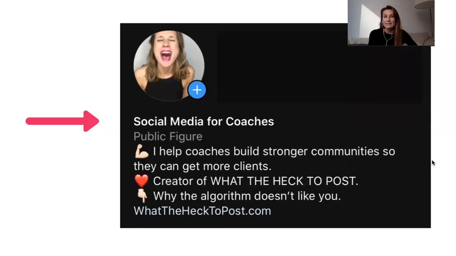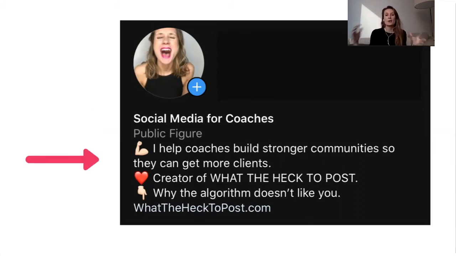Next, we have a headline, your social media for coaches. We've got a clear, Google-friendly headline. We have an I help statement. I help coaches build stronger communities so they can get more clients, right? And make sure you're using the language of your ideal client. I'm probably going to be changing this to speak as well. However, that is what people are asking for.